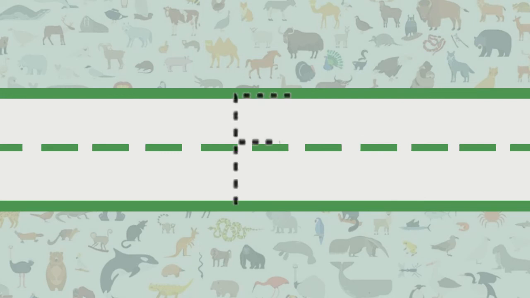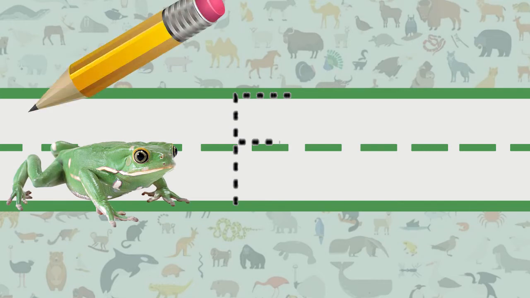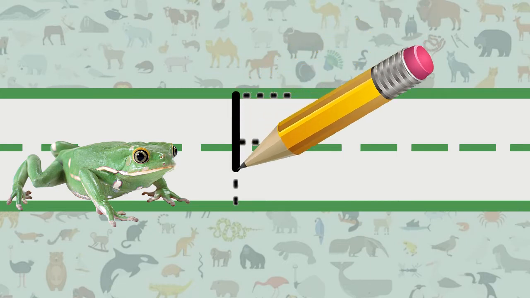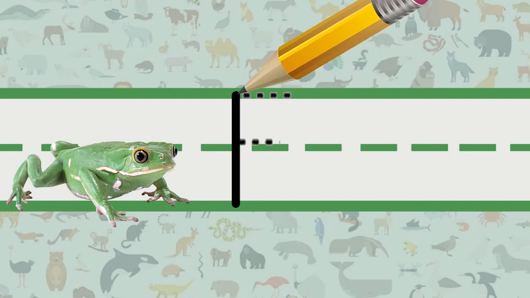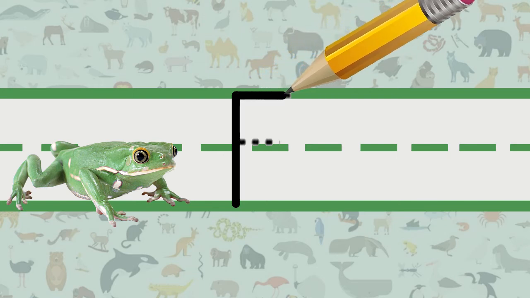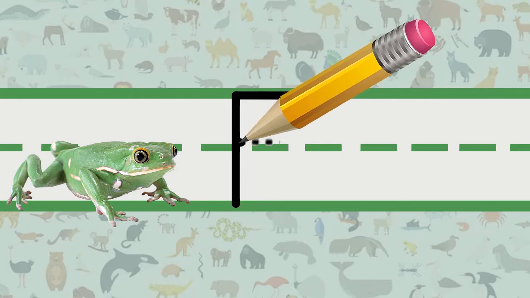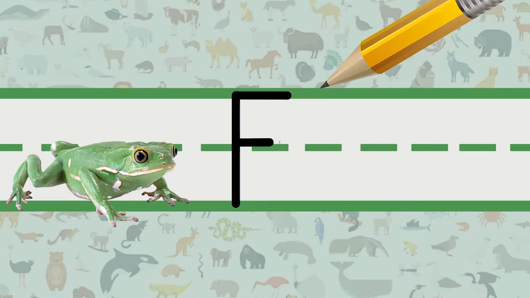Now let's write the letter F. F is for frog. For capital F or big F, start at the top and draw a straight line down to the bottom. Then go back to the top and draw a straight line to the side. Then go to the middle and draw another straight line to the side. Good job! Let's do that again.